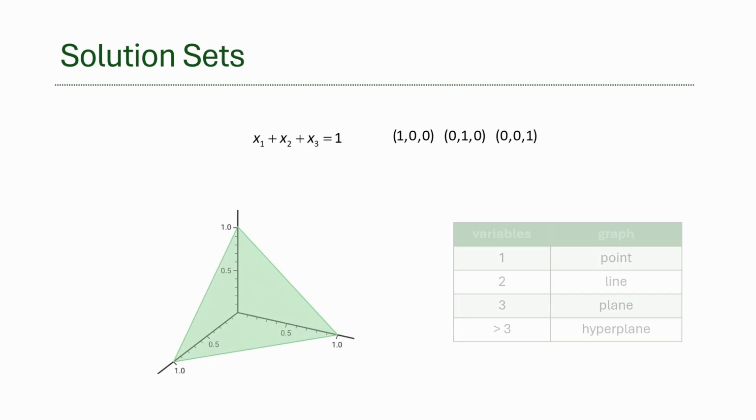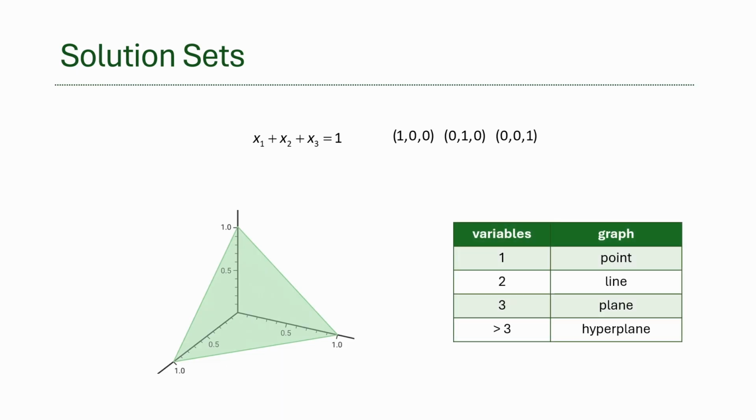Okay, so this table here summarizes all of what happens for various numbers of variables. If your equation has one variable, the solution would be a point. Two variables, the solutions would be a line. Three variables, you get a plane. And for any number of variables greater than 3, 4 and higher, we just can generalize and call them all hyperplanes.